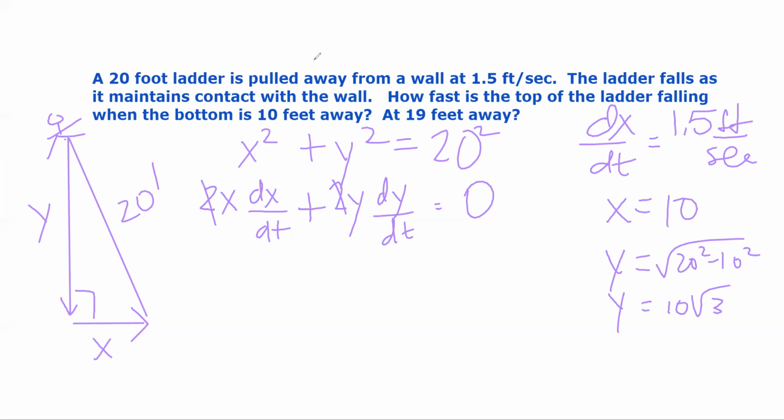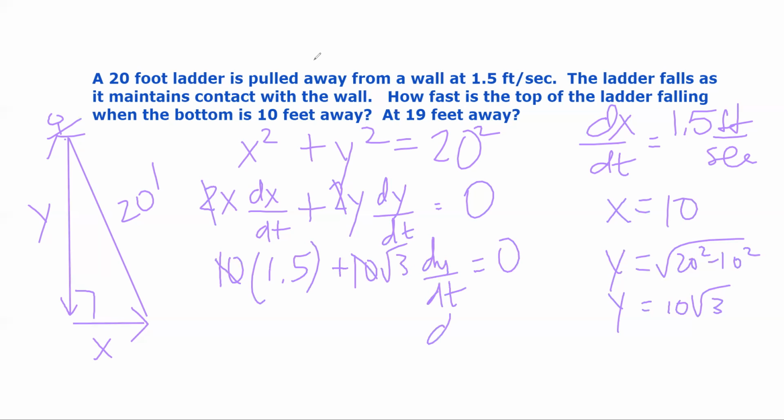So what's going to happen is x is 10, dx/dt is 1.5, y is 10 square root 3, and then dy/dt, and then it equals 0. This turns into a linear equation, and I could cancel out the 10s because all the numbers divide by 10. I'm going to end up getting dy/dt. I'm going to subtract the 1.5, and then I'm going to divide by the square root of 3.